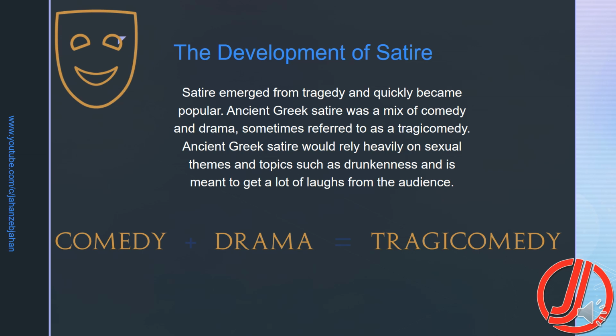Satire emerged from tragedy and quickly became popular. Ancient Greek satire was a mix of comedy and drama, sometimes referred to as tragicomedy. It relied heavily on sexual themes and topics such as drunkenness, and it was meant to get a lot of laughs from the audience. When comedy and drama were combined, that is tragicomedy, like we see in The Winter's Tale by Shakespeare, which is also a tragicomedy.